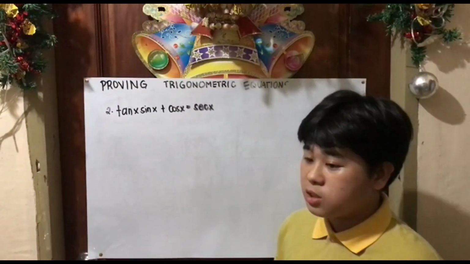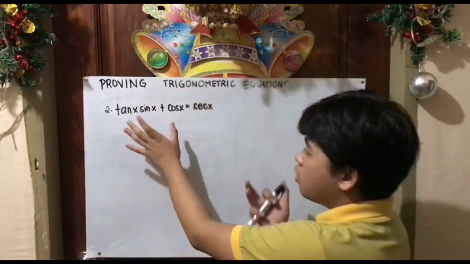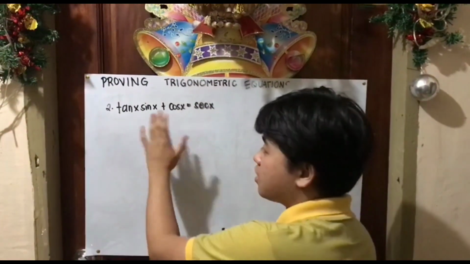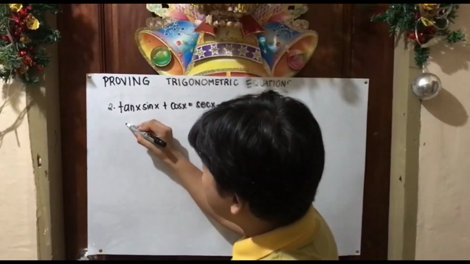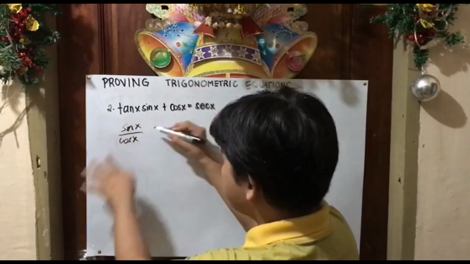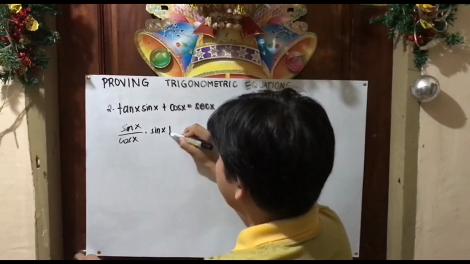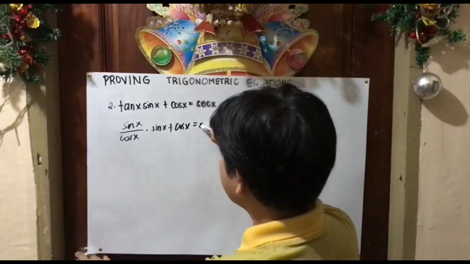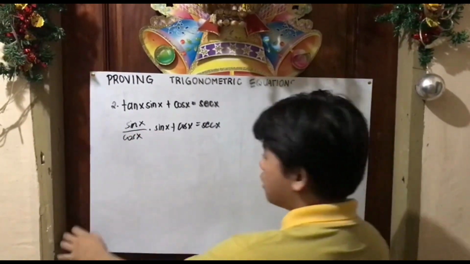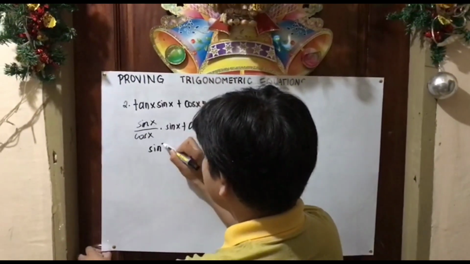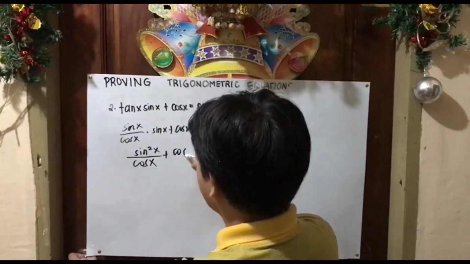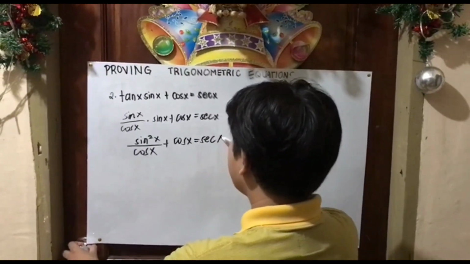One of the techniques is to convert all the terms on this side to sine and cosine format. The only thing we need to convert is the tan x. So tan x is equal to sine x over cosine x. Then copy this times sine x plus cosine x is equal to secant x. By multiplying this, sine x times sine x is equal to sine squared x over cos x, plus cos x is equal to secant x.